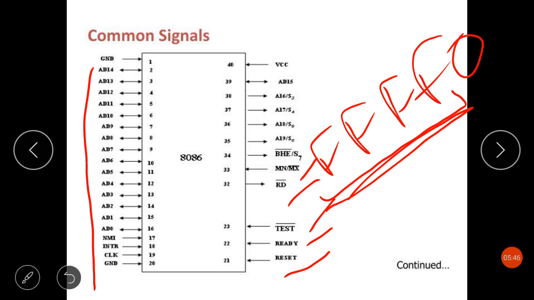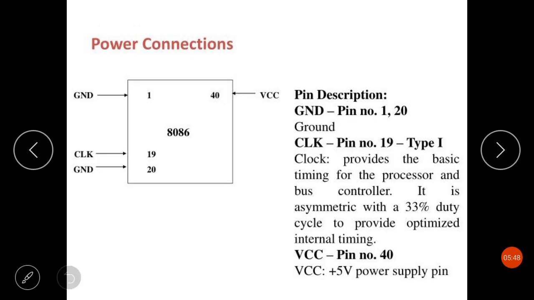Now the next pins are the ground, clock, and VCC pins. We have the VCC pin at pin number 40, ground pins at 1 and 20, and clock at 19. The clock, as I've already discussed in the features of the 8086 microprocessor, provides the basic timing for the microprocessor and bus controller. It is asymmetric with a 33% duty cycle to provide optimized internal timing. And the VCC pin, pin number 40, is the +5 volt power supply pin.